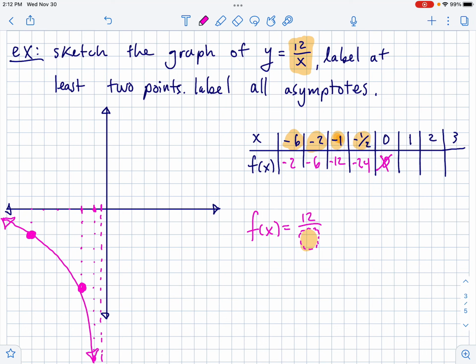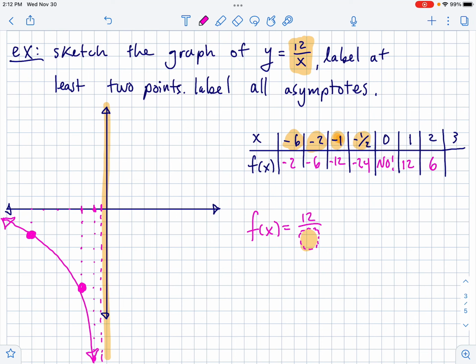If I put a 0 in there, you can never ever divide by 0, so this is undefined. I'll just put a no. So that doesn't work. That's the reason that there's an asymptote at the y-axis. You can't feed 0 into that.